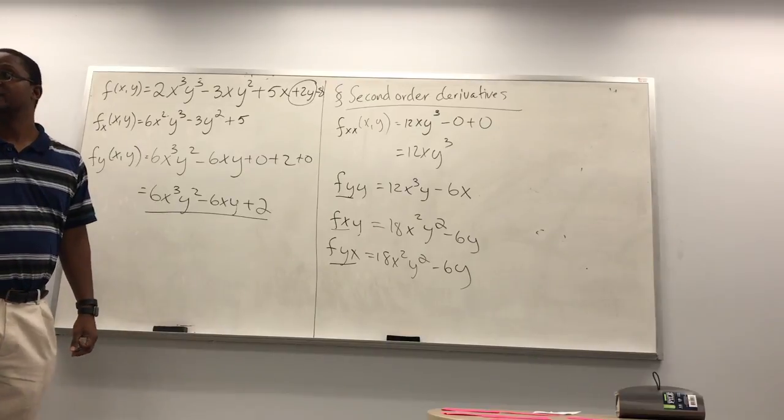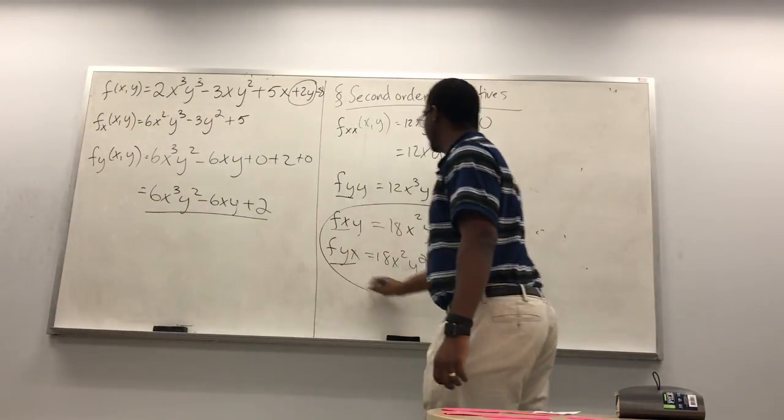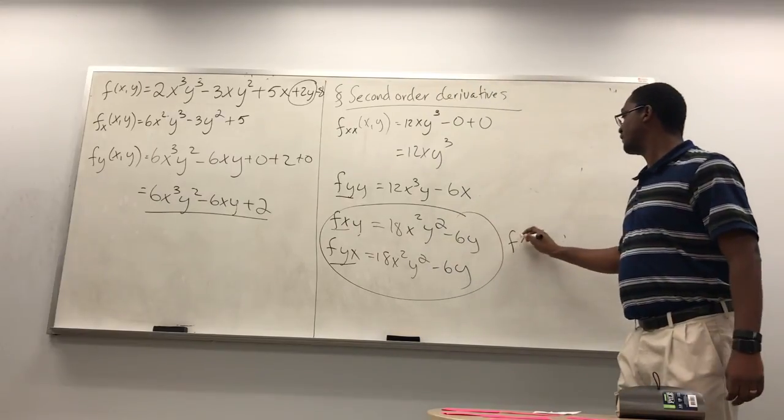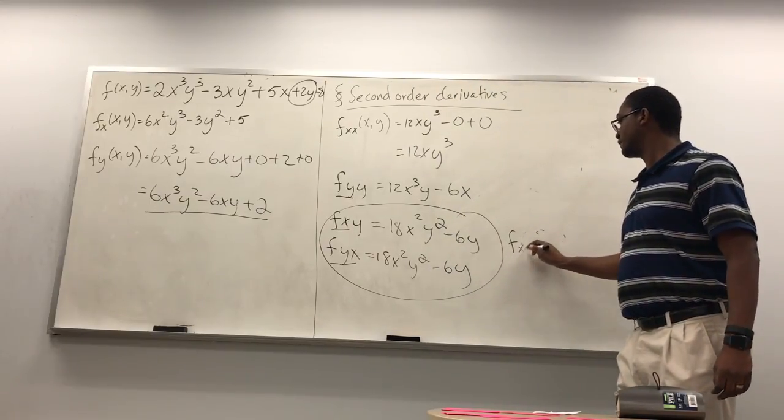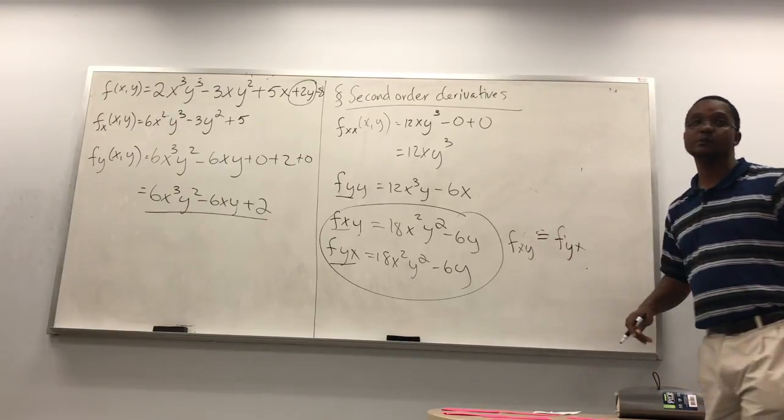Is it just a coincidence? No, it is not a coincidence. They'll always be the same. These two will always be the same. That is correct. So f of xy will always equal f of yx. It's always been the same. That is true.